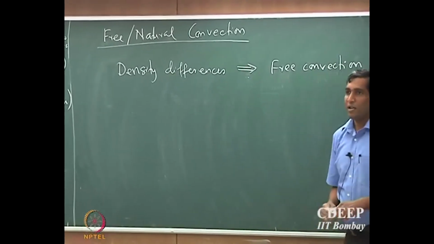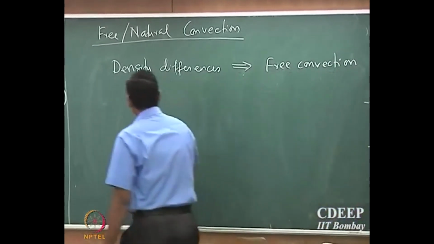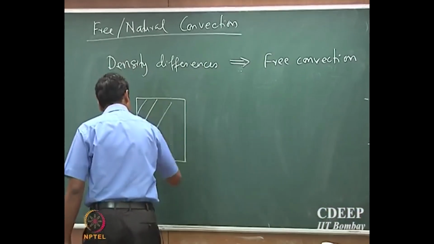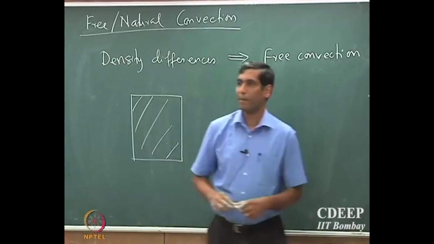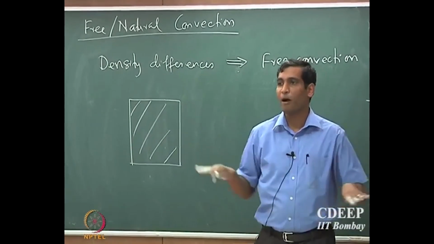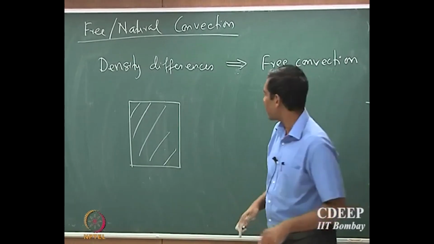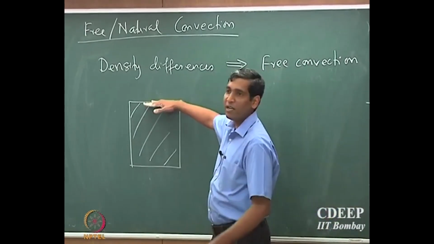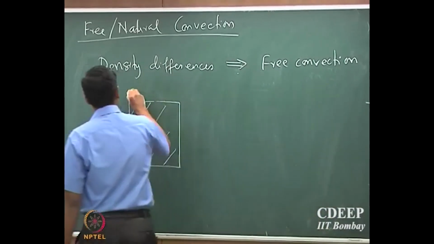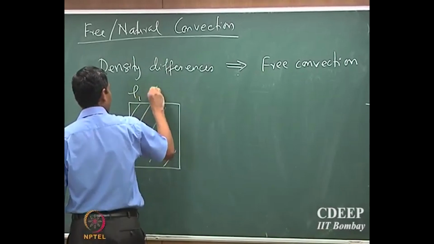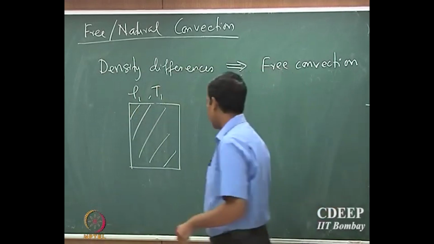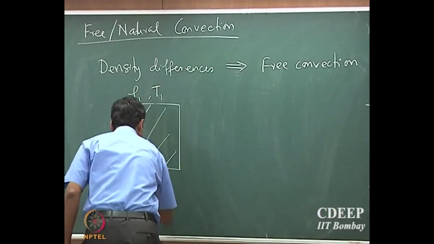Now an easy way to see that is, suppose I have a box which is filled with a fluid, very similar to your coffee cup example, except that I now close the top, and I will make sure that the fluid is filled all the way to the top of the enclosure. So now let's say that I maintain the temperature of the top surface as T1 and the bottom surface as T2.